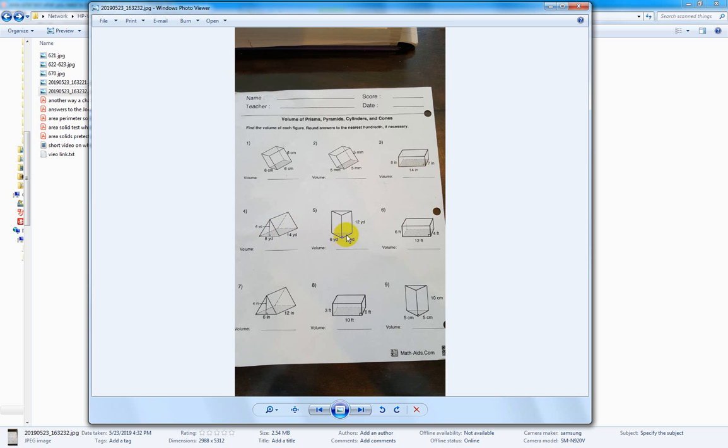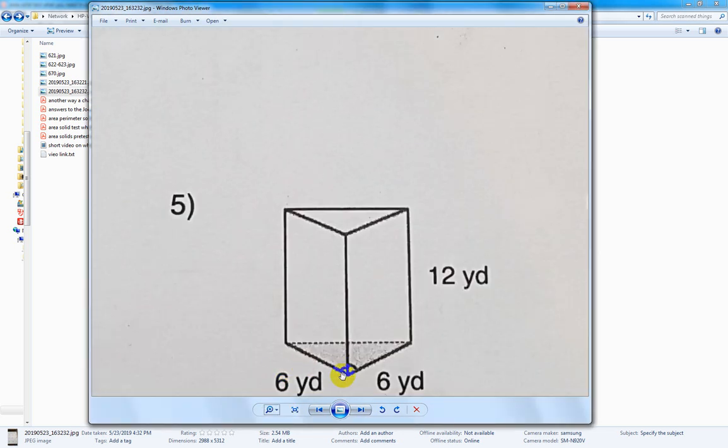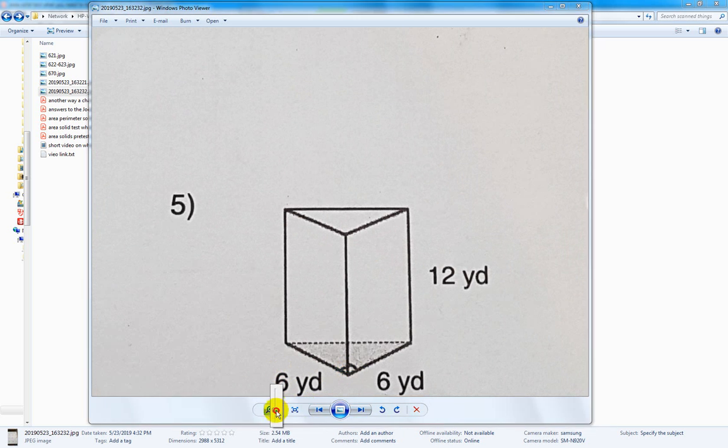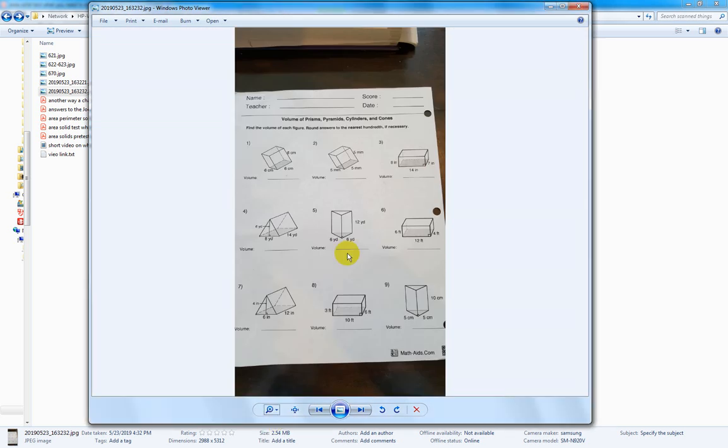This one's more clear. The base is a 6 by 6 right triangle. See that little thing that gives it away that it's a right triangle? You need to know that. See that little symbol there that says, I'm a right triangle? So then you do the base times the height of the right triangle, 6 times 6, which is 36, divided by 2, which gives you 18. 18 times the depth, 12, so that's how you calculate the volume.